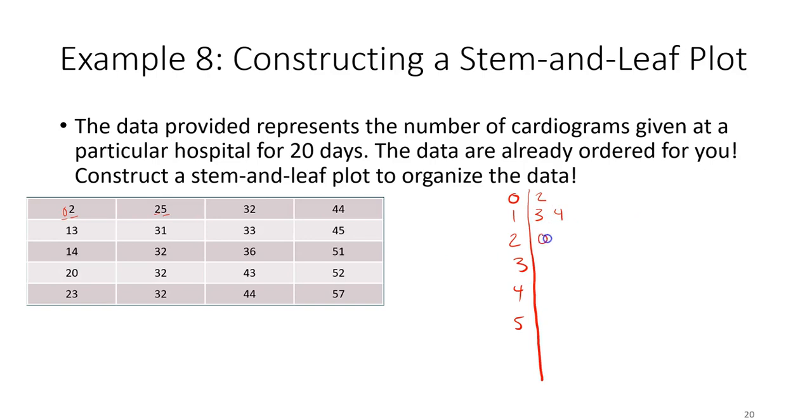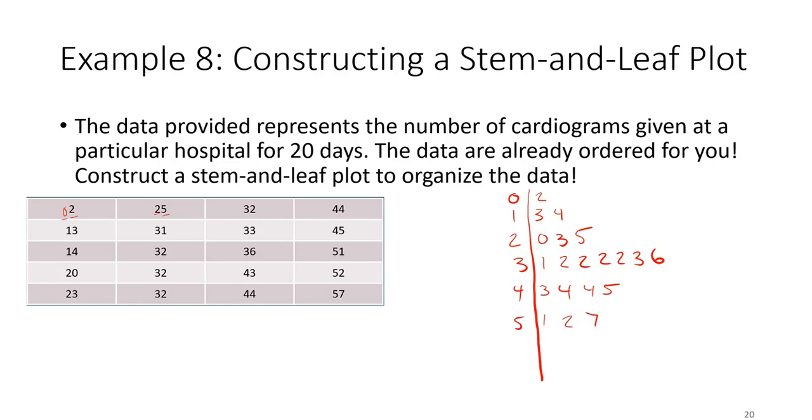20 would be 2, 0. 23, 2, 3, and 25. And then 31, 32, 32, 32, 32, and 33, and then 36, 43, 44, 44, and 45, and then 51, 52, and 57.